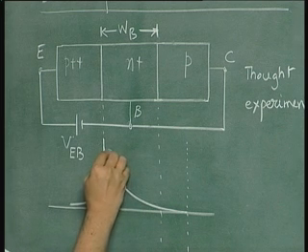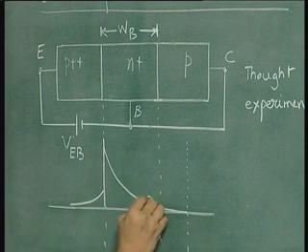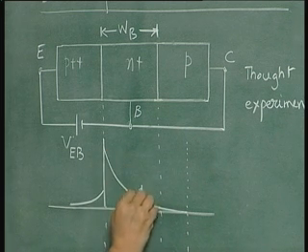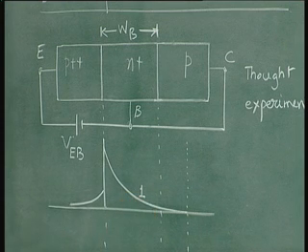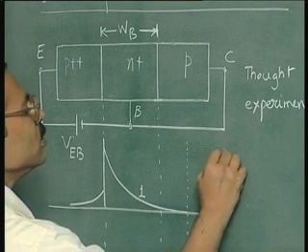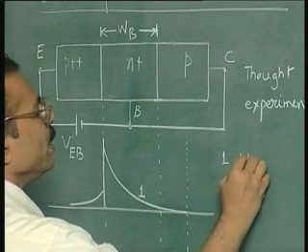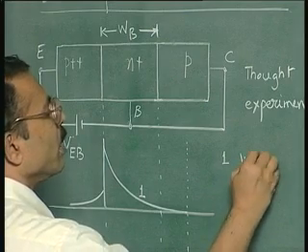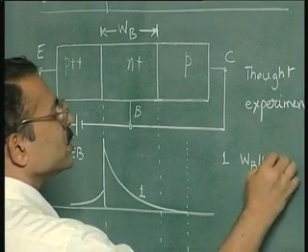So let us say this is number 1. This is the curve number 1. So 1 corresponds to WB upon LB much greater than 1.